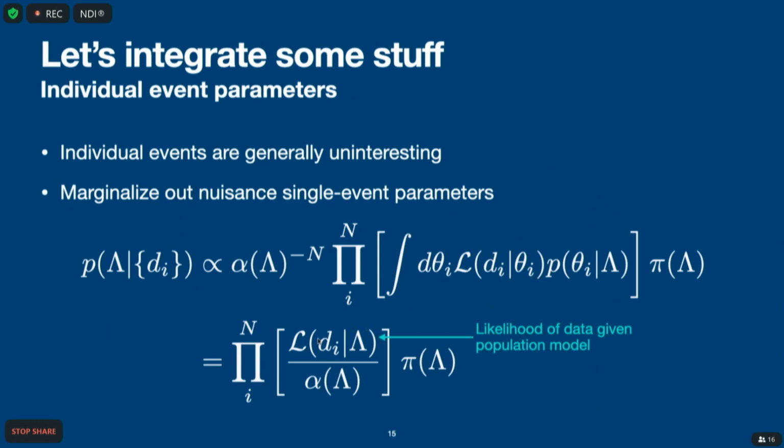This integral here is the likelihood of each little data that we observe given the population model. So if we can evaluate this, this is great. We've now simplified this likelihood hugely, right? We've got just this marginalized likelihood divided by the selection term multiplied by prior.